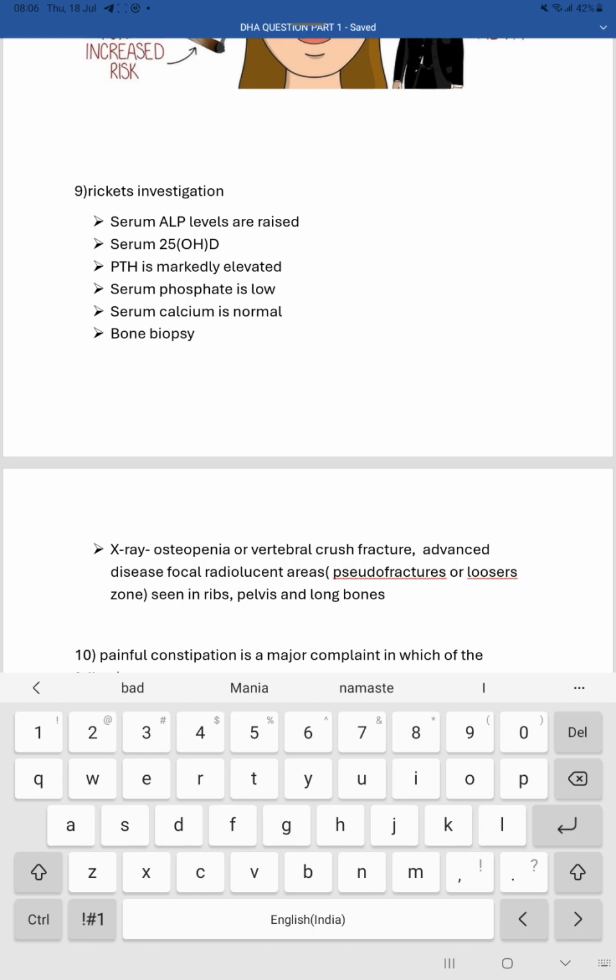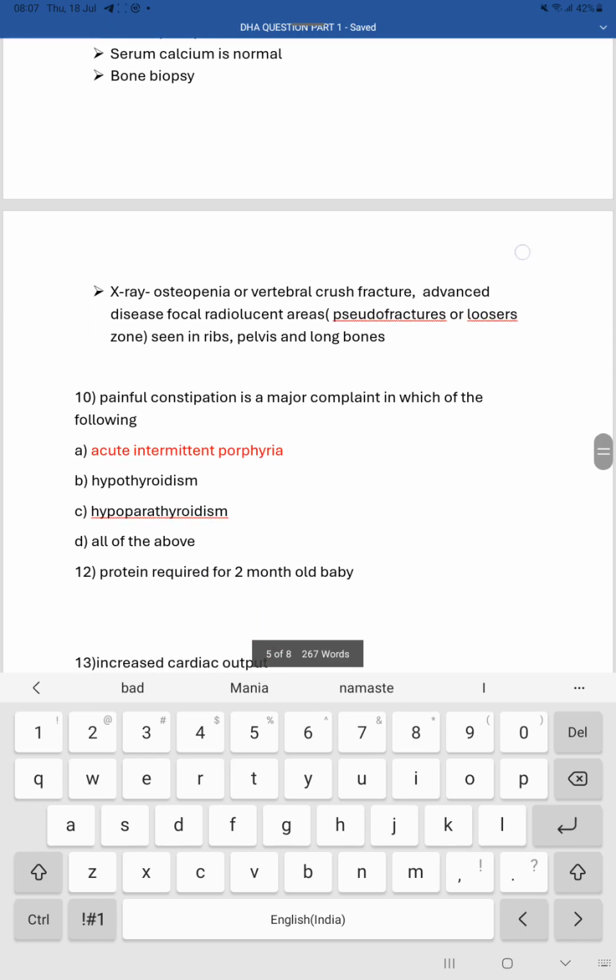In more advanced cases, you can see some focal radiolucent areas, which means the bone density has become too much reduced, so you can see clearly in the X-ray a radiolucent area. That is also known as pseudo fractures or Looser's zone. This is usually seen in the rib, pelvis and long bones. So these are the investigations to be done in rickets. According to the options given, you have to choose the answer. These are the main investigations to identify rickets.